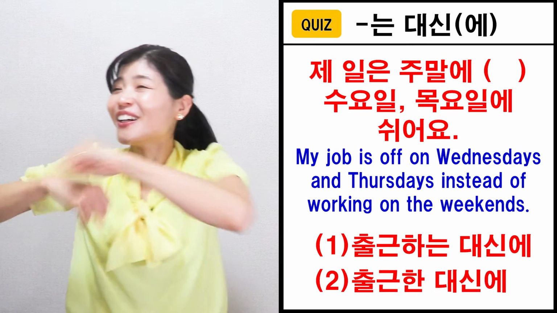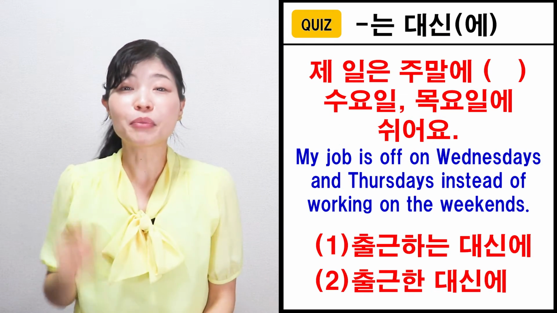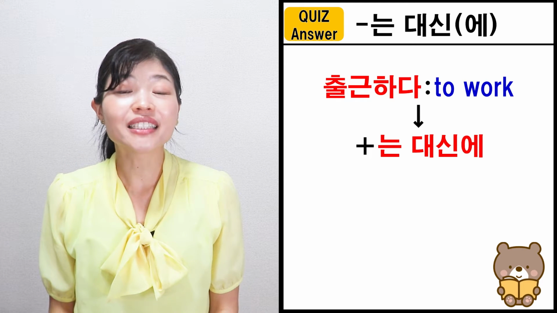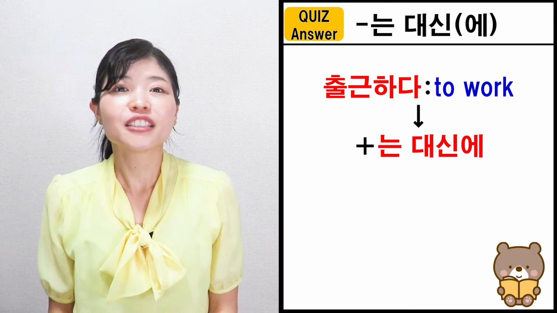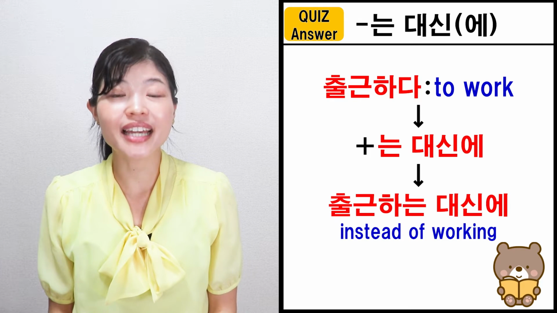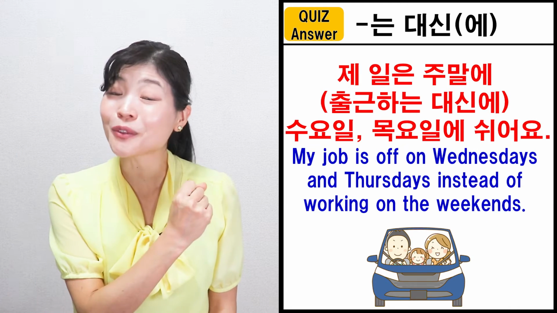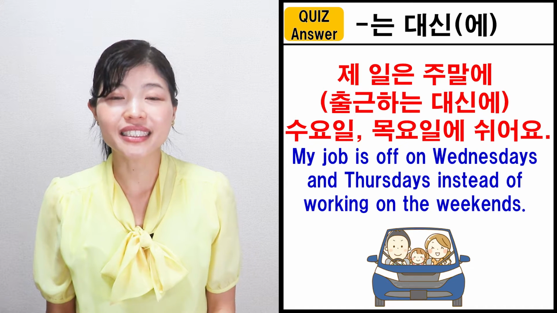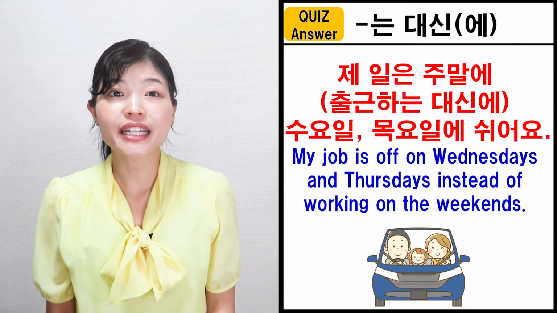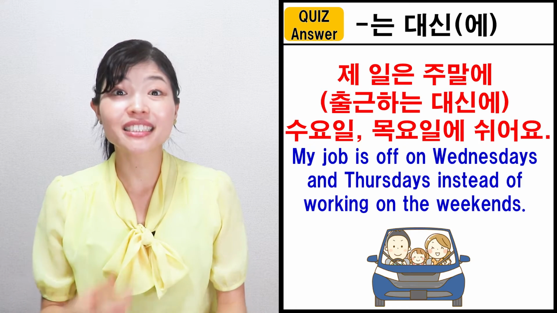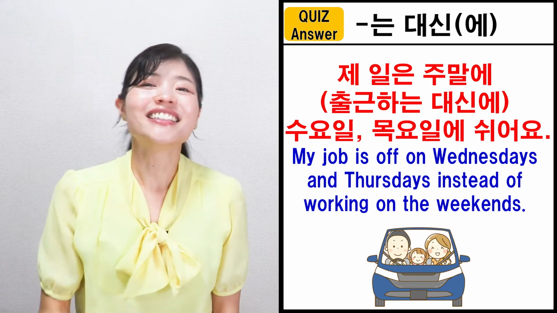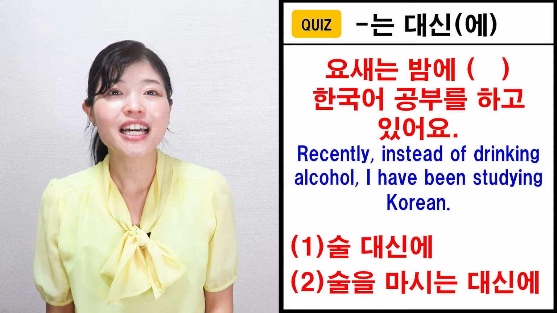The correct answer is number 1. 출근하다 is to work. You add 는 대신에 to the stem to make 출근하는 대신에 instead of working. Now, let's read it together. 제 직업은 주말에 출근하는 대신에 수요일, 목요일에 쉬어요. Please repeat it several times like you are talking to your friend. Okay? Now, let's look at the next quiz.